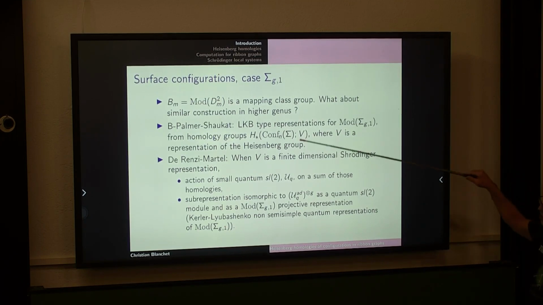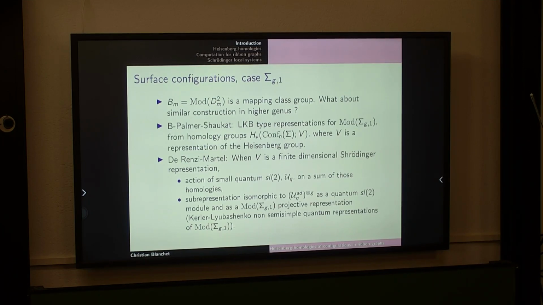So we consider similar questions of homological action of the mapping class group, and in a way, we know that this is quantum. So I will come back down to Earth and try to explain a bit of this. I will consider the case with one boundary component.